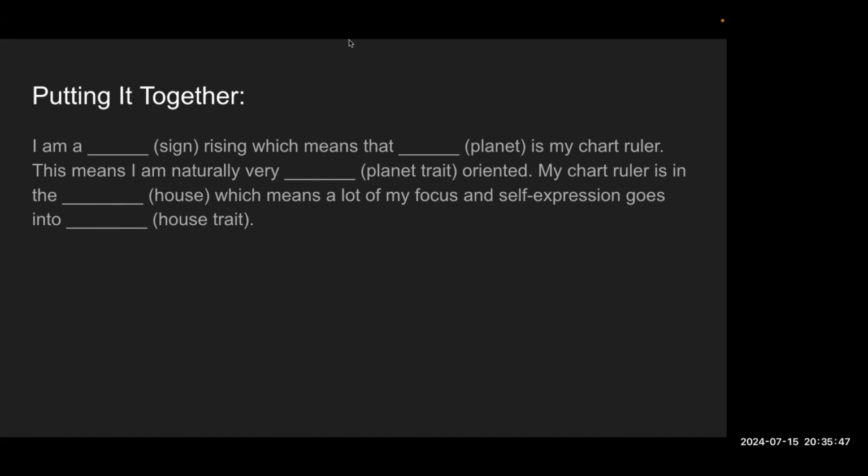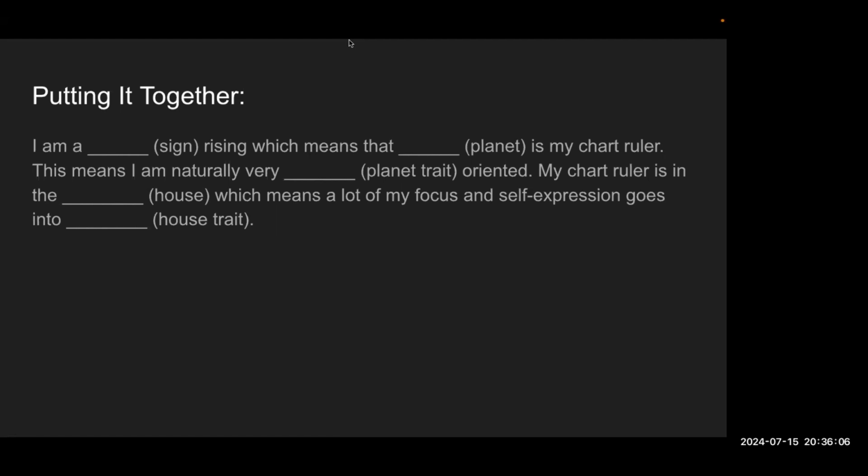So I am a Scorpio rising, which means that Pluto is my chart ruler. This means I'm naturally very transformation oriented. My chart ruler is in the first house, which means a lot of my focus and self-expression goes into self-identity and personal expression.